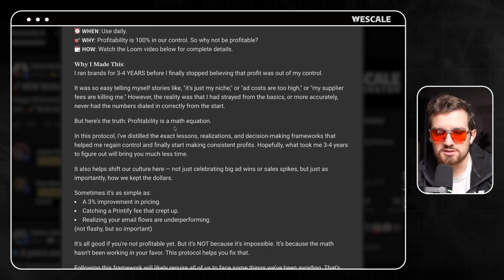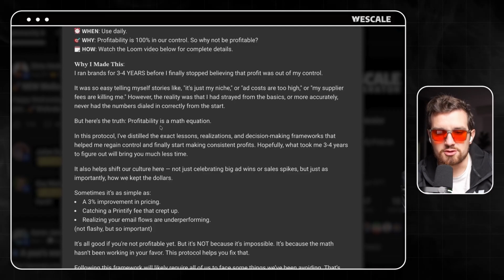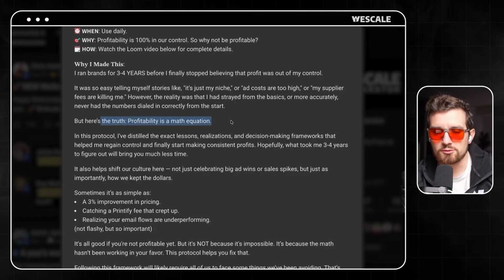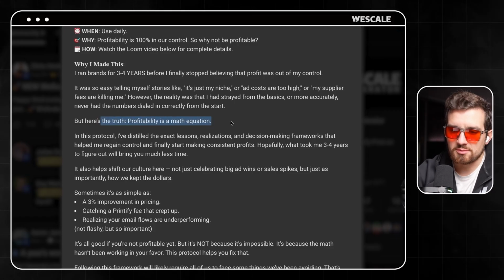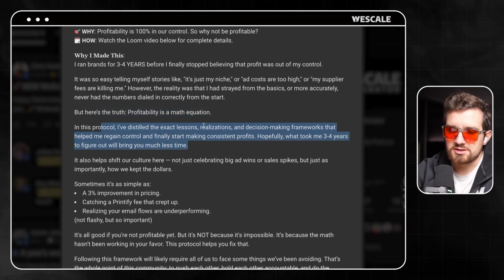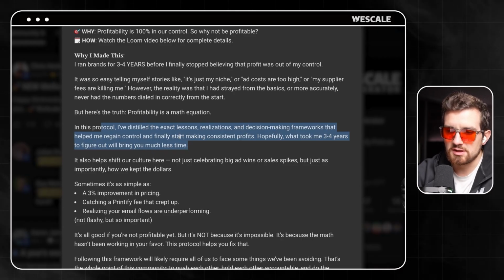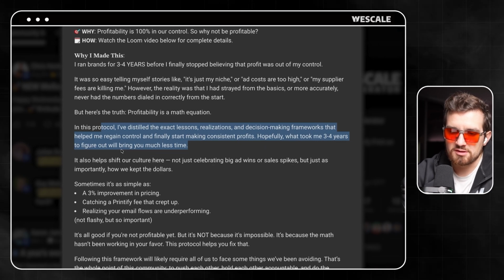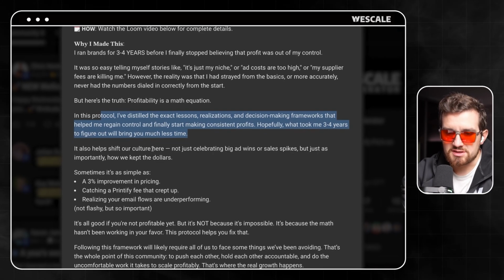Even if your goal is much lower than that, once you have a brand that's doing $10,000 per month in sales, or even like $5 to $10,000, you can scale that up. You can pour fuel on the fire. A lot of times we just don't know the numbers to be looking for. So in this protocol that we're going to be covering, I've distilled the exact lessons, realizations, and decision-making frameworks that help me regain control and finally start making consistent profits. Hopefully, what took me 3 to 4 years to figure out, it'll bring you the same in much less time.